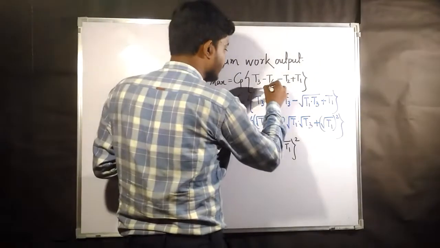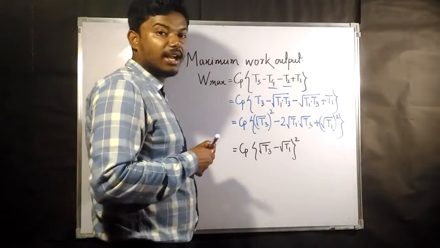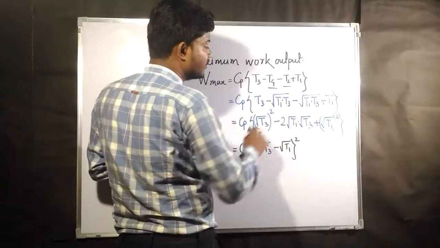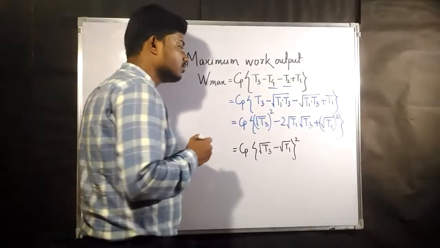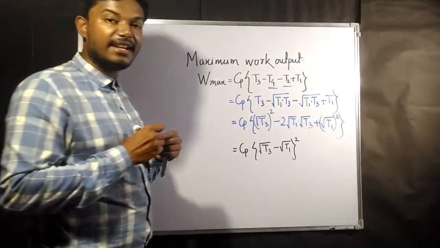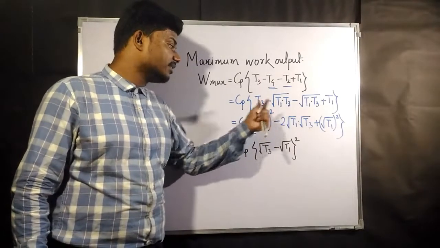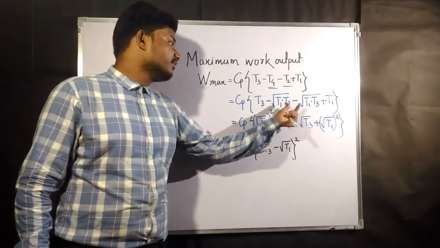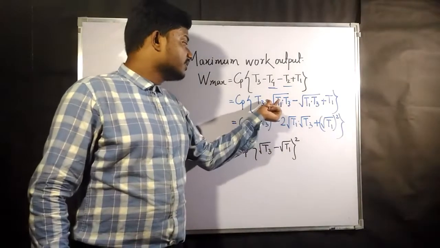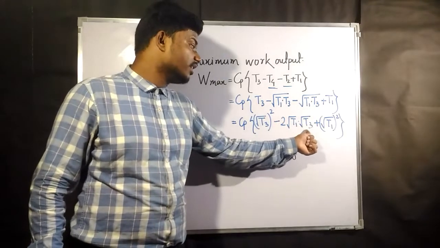Now in this place we have found the condition for maximum W, for T4 and T2. T4 and T2 both are going to be root over T1 dot T3, and T3 and T1 are going to be the same. Now the term T3 we can rewrite as root over T3 whole square. If you add these, you are going to get minus 2 into root over T1 into root over T3. This is minus T1 T3 minus T1 T3, so if you add this, you are going to get minus 2 into root over T1 dot root over T3.